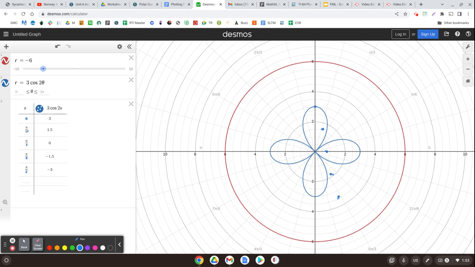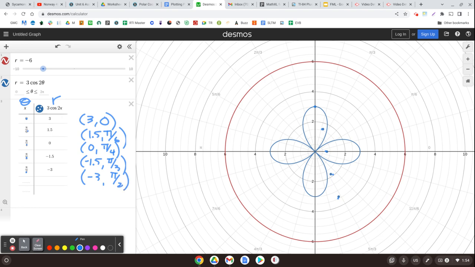And we need to look at these points in terms of theta and R, okay? So this point is 3 for R and 0 for theta. This point is 1.5, π/6. This point is 0, π/4. -1.5, π/3. And then -3, π/2. Let's look at where these 6 points lie on this graph.